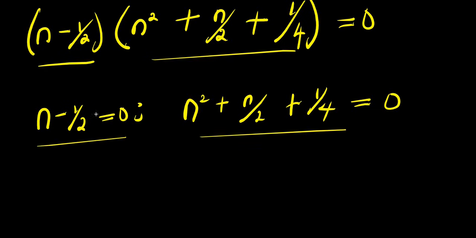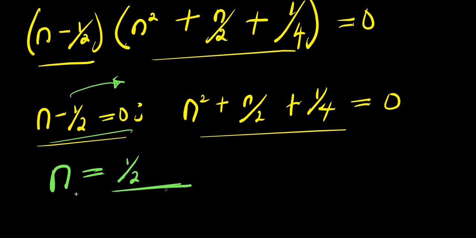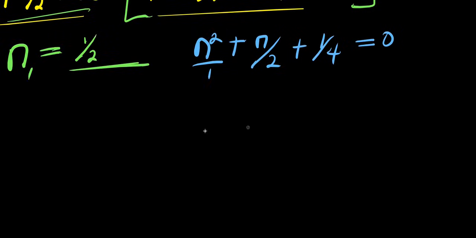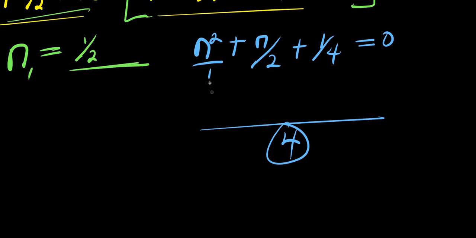So what we are going to do again will be to solve these individual equations. Now let's start with the first one here. With this one, I will simply move this over here. I have n equals 1 over 2. That is my n1. Then for this one here, I will simply find the common LCM. This is n squared plus n over 2 plus 1 over 4 equals 0, and this is over 1. Now, the common LCM here is 4. So I will simply have 4 divided by 1, that is 4 times n squared.